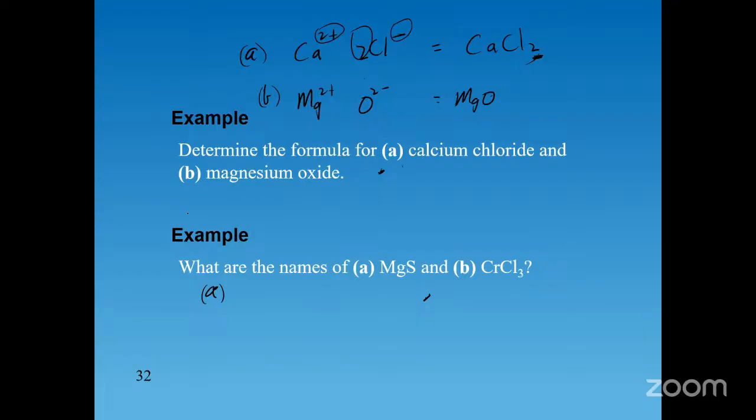Magnesium sulfur. Magnesium sulfide. Okay, now let me warn you. B is a bit of a trick question. CrCl3, what's the name of that compound? Chromium chloride. Ah, I knew you were going to say that.